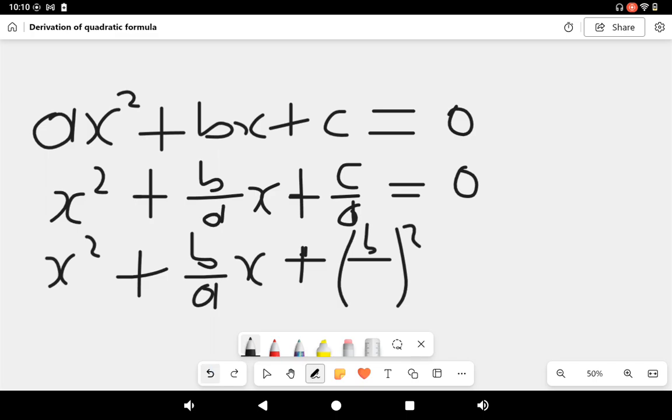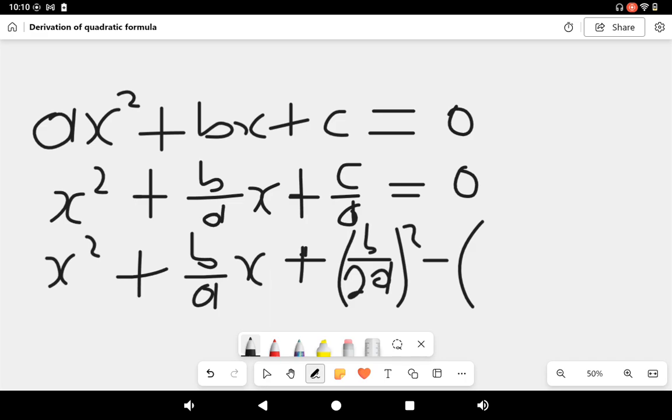Yes, b over 2a. Then we're also going to subtract that term. Why? Because the term was not there initially, remember that. If I just add this term without subtracting it, it's as if I've changed the value of the entire equation, I've changed the equation itself. But if I add it and subtract it, it's as if I haven't done anything.